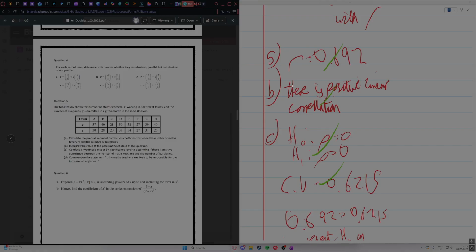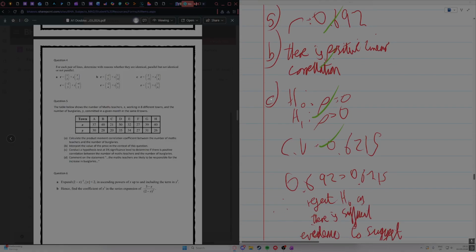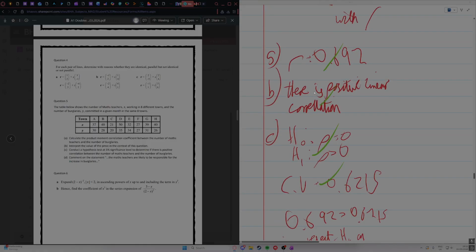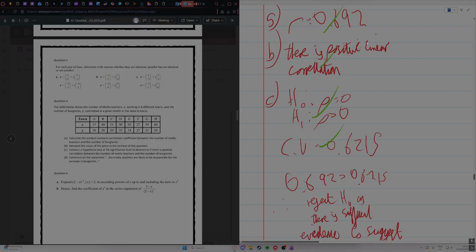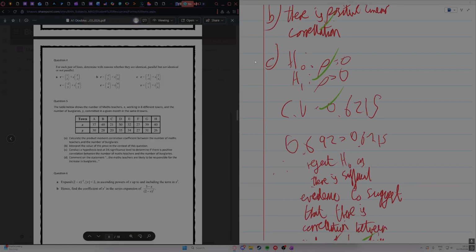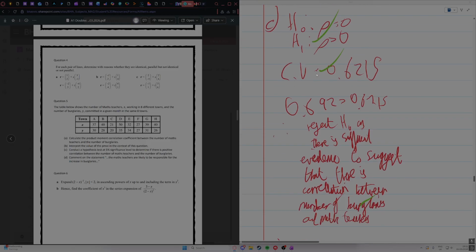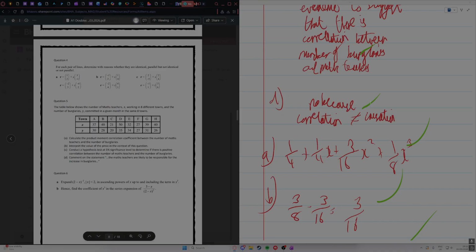So find R, interpret the value of PMCC, cool, just positive. Whenever it's asking you about the PMCC, it's about the degree of linearity. That's the term you should use, or positive linear correlation. Always use the word linear because that's what PMCC is measuring. Do your correlation test. I've explained enough of these to explain how to do them. Then comment on the statement. This is a common, well, it's not even common, I've never even seen this, but it's a pretty obvious kind of thing.